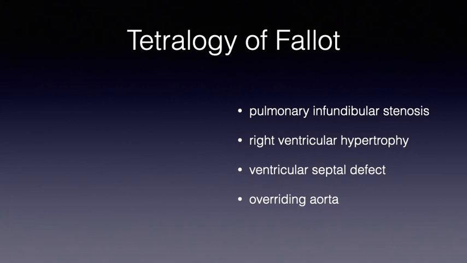Okay, let's tie it all up. The four items that comprise the tetralogy of Fallot are 1. Pulmonary infundibular stenosis, denying normal outflow from the right ventricle. 2. Right ventricular hypertrophy. 3. Ventricular septal defect, offering blood leaving the right ventricle another path. And then 4. Overriding aorta, accepting the blood that just came in through the ventricular septal defect.